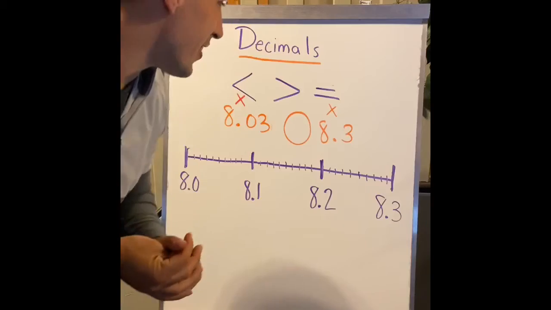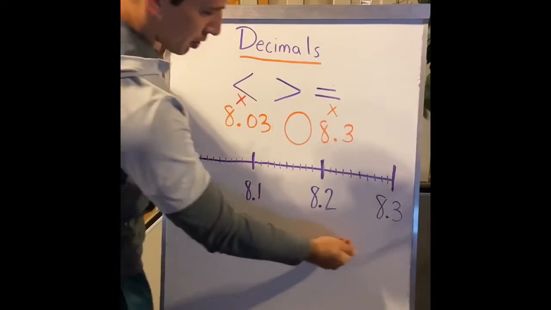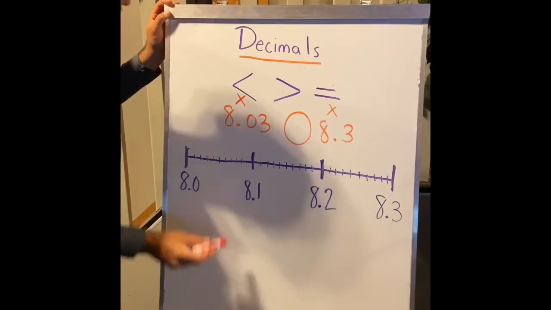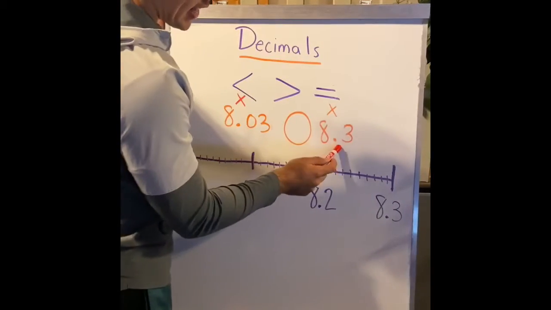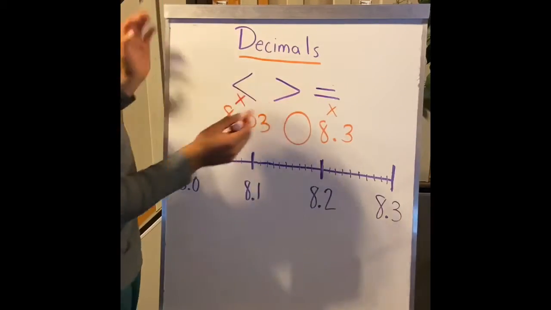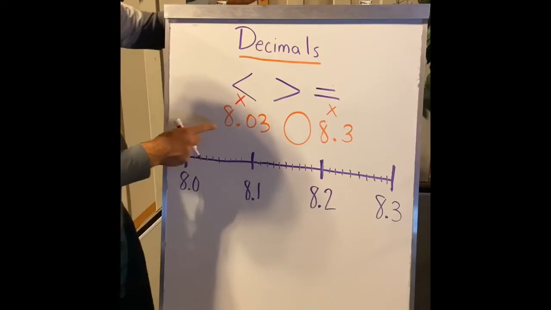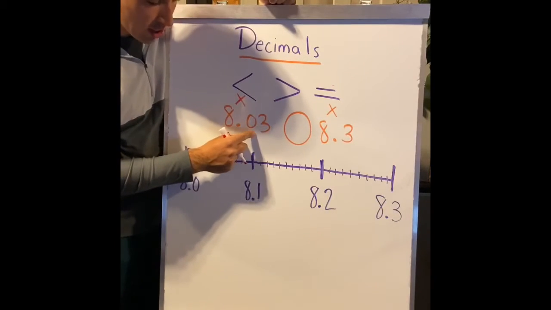All right, the next one I'm going to show you is on our number line. So we have 2 numbers here. We have 8 and 3 hundredths versus 8 and 3 tenths. So we're going to see which one's greater than, less than, or equal to. Our first one is 8 and 3 hundredths.